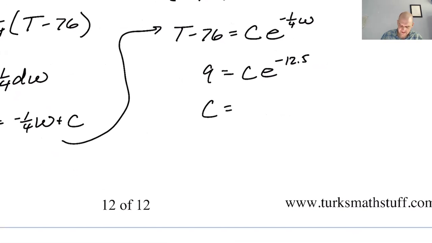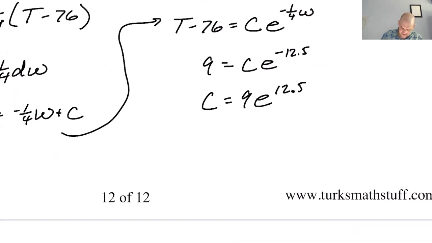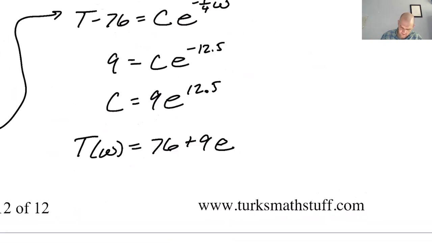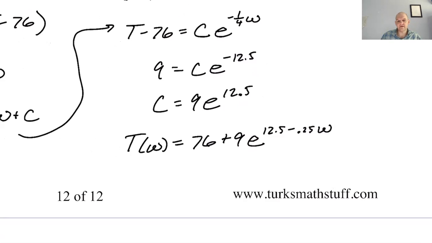So I get 9 over e to the negative, so I'm just going to make that 9 e to the positive 12.5. And then that means that T as a function of W is 76 plus 9 e to the 12.5 times e to the negative 1/4 W. I'm going to make that e to the 12.5 minus 0.25 W, because I'm living in that fraction world now. So I think that this is the solution.